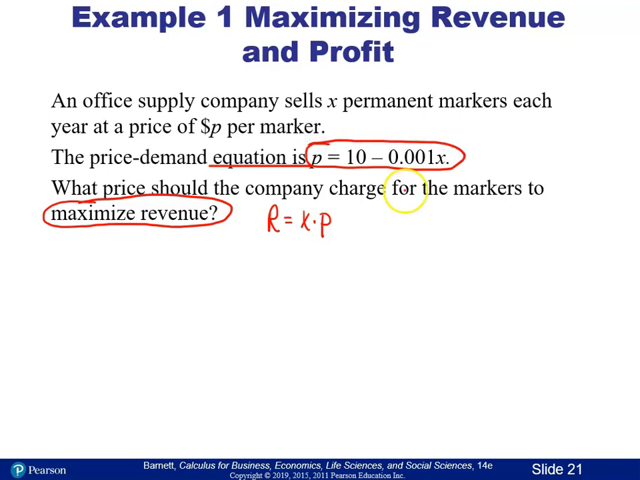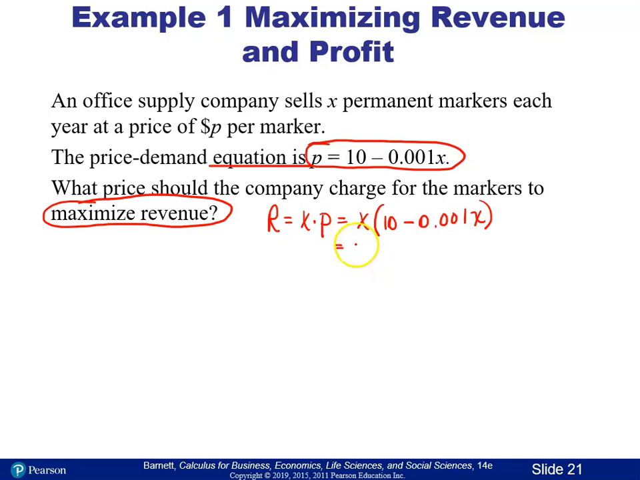We want to make a substitution using this equation so that we can get rid of this p and have only x's as our variables. So I'm going to have this x and I'm going to substitute for this p. So in the place of p, I'm going to put 10 minus 0.001x.